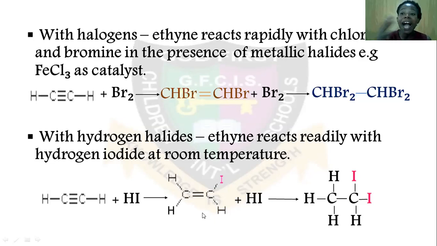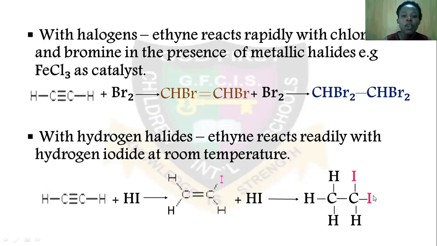Now, there's something you need to understand about this reaction. When alkynes react with hydrogen halide, what happens is that in the second stage, this hydrogen attaches itself to the carbon with more hydrogen. For example, in this second carbon, there are 2 hydrogens, while in this first carbon, you have the iodine and 1 hydrogen. So this hydrogen in the second stage will attach itself to that carbon with more hydrogen, while the iodine will attach itself to the one with less hydrogen.